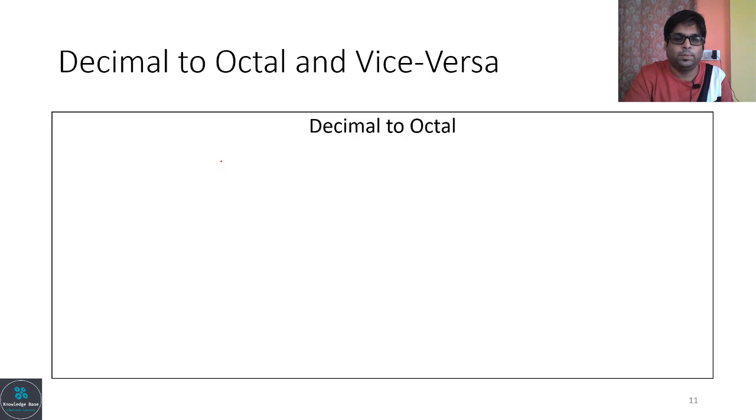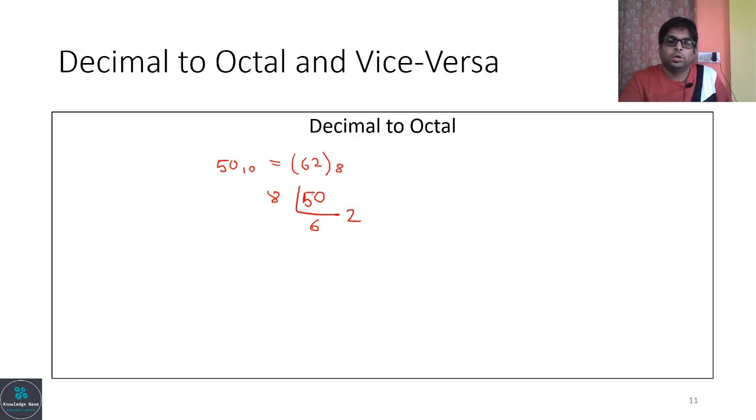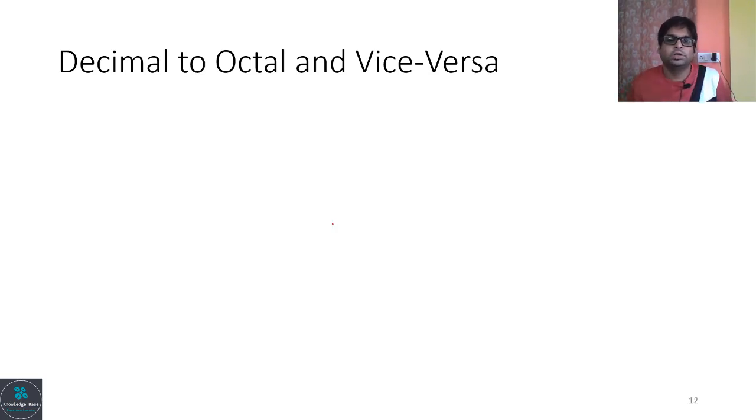Suppose 50. So 50 will be divided by 8. Quotient will be 6, remainder will be 2. Quotient is less than the base, so it will be 62 in octal. Okay. Now the next is octal to decimal conversion.